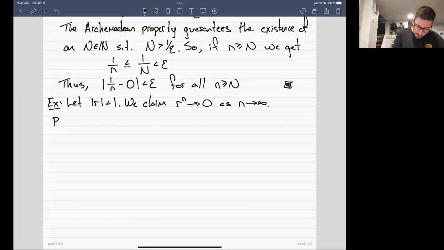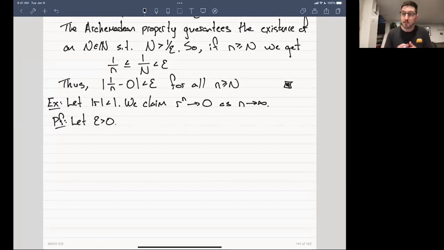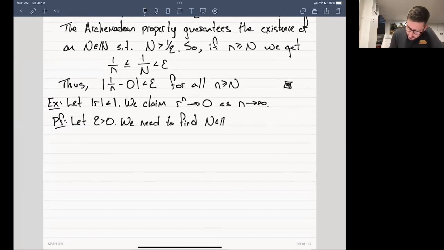Okay, how do we prove it? Well, we're going to proceed in the exact same way that we started with the last one. Let epsilon be greater than 0. So this is picked, it is fixed. I don't care what it is. I'm going to show no matter what this value of epsilon is, I can still make the proof work. So we need to find a capital N such that n greater than or equal to capital N implies, well, that r to the power of n minus 0 is less than epsilon.